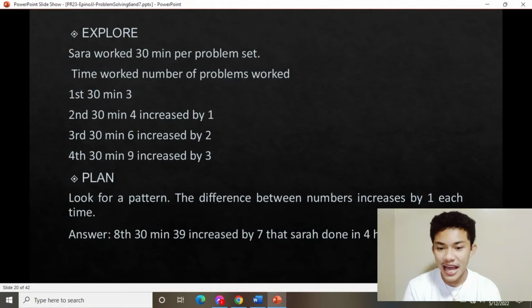Next is plan. Look for a pattern. The difference between the numbers increases by 1 each time. And the answer: in the last 30 minutes, Sarah did 39 problems, an increase of 7. That's what Sarah did in 4 hours.